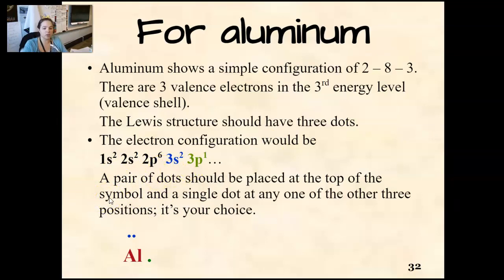A pair of dots should be placed at the top of the symbol and a single dot at any one of the other 3 positions. Your choice. So in this case, you have aluminum, Al, with 2 dots at the top and 1 at the side.